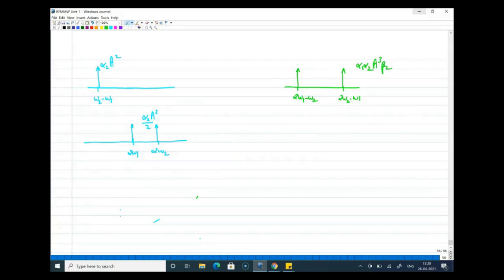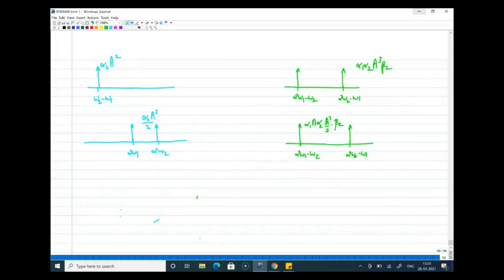Similarly, you will have one more term coming at the output here, at the same frequency, 2 omega 2 minus omega 1, that will have an amplitude of alpha 1 a into alpha 2 a square by 2 into beta 2.